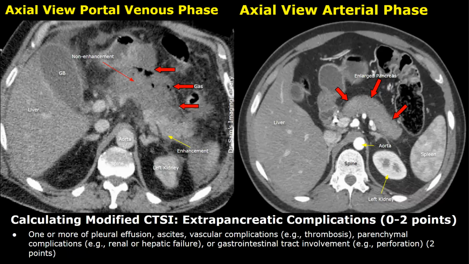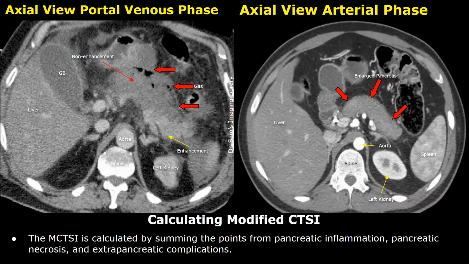The third and final category is about extrapancreatic complications. If there is presence of one or more complications such as pleural effusion, bowel wall thickening, splenic vein thrombosis, or superior mesenteric vein thrombosis, 2 points are given for this category. But if these complications are not present, 0 points are given.